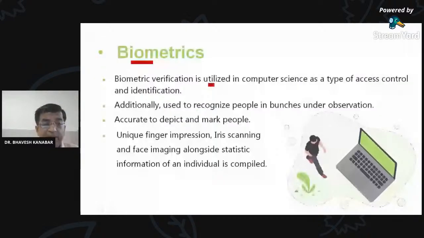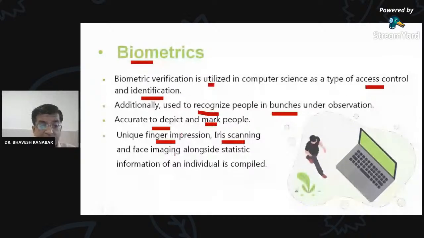Biometric verification is used in computer science as a type of access control and identification. Additionally, it is used to recognize people in groups under observation. So for biometrics, you can take the example that through biometric attendance can be taken in college. So it can recognize people accurately to depict and mark them. Unique finger impression or iris scanning or face imaging. Generally, we are using finger impression. There are also some issues where it is used.